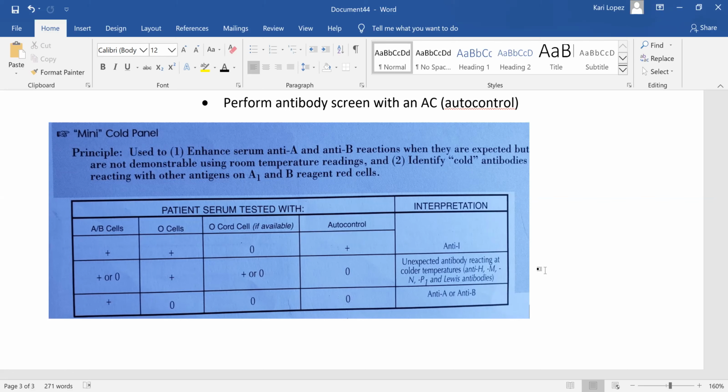And again, the cold panel is just a little more advanced, and you would learn it if you were working in blood bank.